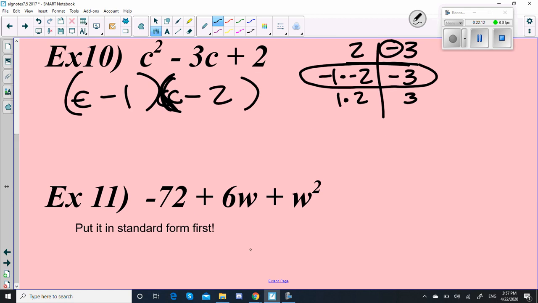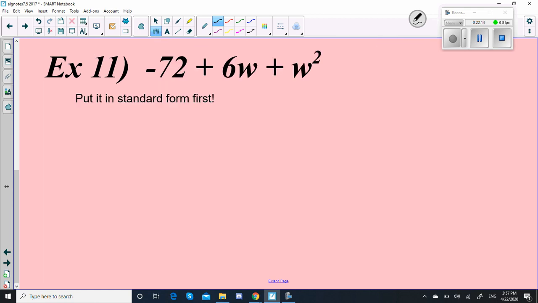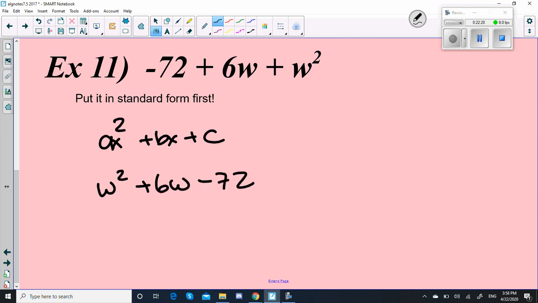Okay, number 11 looks funny. We just need to put it in standard form first. Remember, standard form is where ax squared is first, and then bx is second, and c is last. So that means that w squared has to go first, plus 6w has to go second, and negative 72 has to go last. So let's make our table. So we're looking for factors of negative 72 that give me a sum or a difference of positive 6.